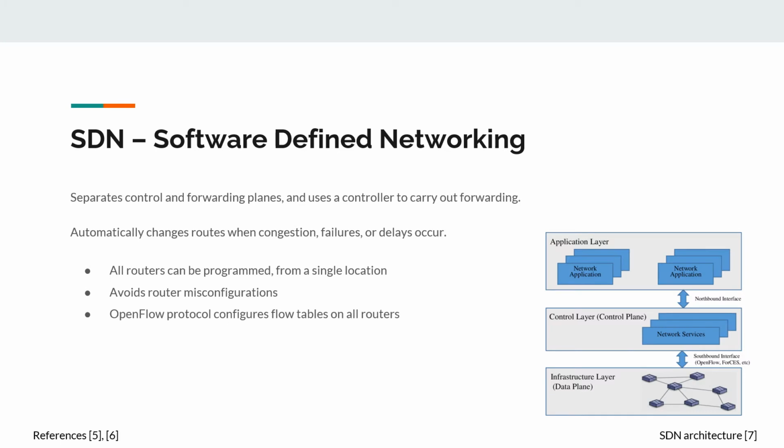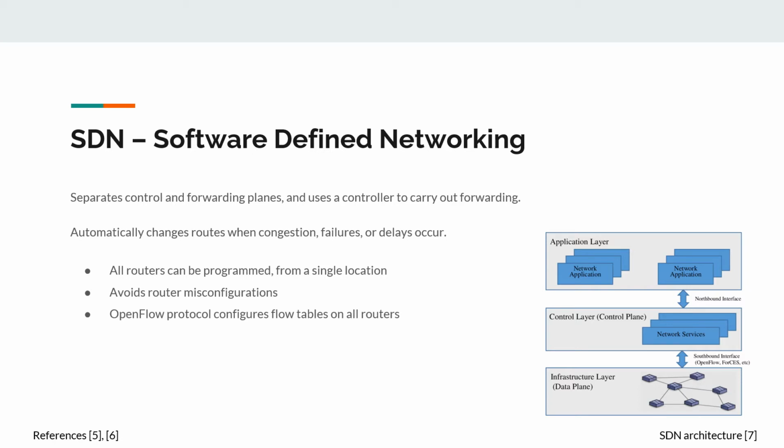So SDN is an approach to network management which separates the control and forwarding planes and uses the controller to carry out forwarding. It can automatically change routes when congestion, failures or delays occur. All the routers can be programmed from a single location, and this avoids router misconfigurations. OpenFlow is the protocol that configures the flow tables on all the routers.